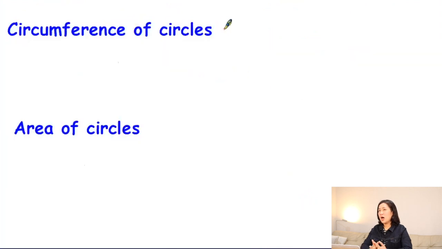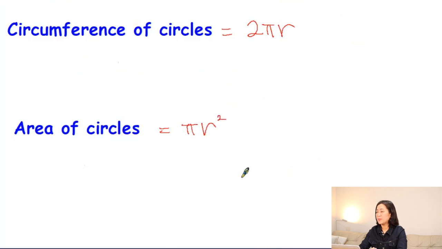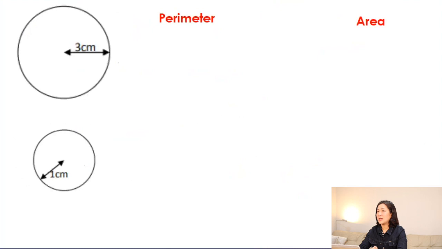Let's recap together. The circumference of a circle is 2 pi r, because diameter times pi is always the circumference. And the area of a circle is pi r squared. Please memorize these. Now let's calculate the perimeter and area of the circles here. When you calculate perimeter and area, just write down your formula first. Perimeter is 2 pi r, and area is pi r squared.